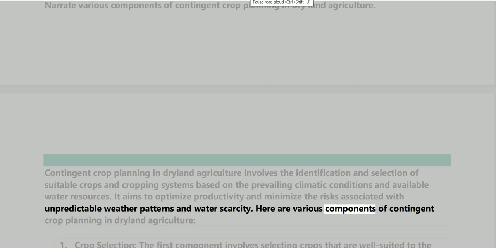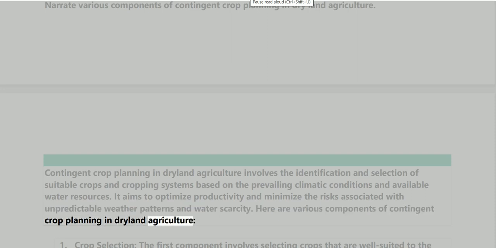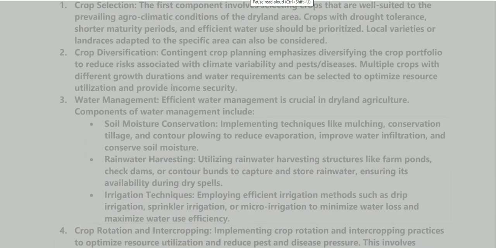Here are various components of contingent crop planning in dry land agriculture. 1. Crop selection. The first component involves selecting crops that are well suited to the prevailing agroclimatic conditions of the dry land area. Crops with drought tolerance, shorter maturity periods, and efficient water use should be prioritized. Local varieties or landraces adapted to the specific area can also be considered.